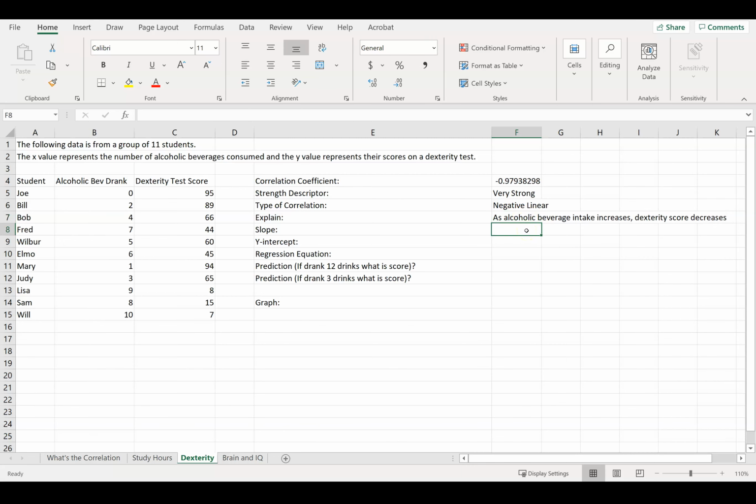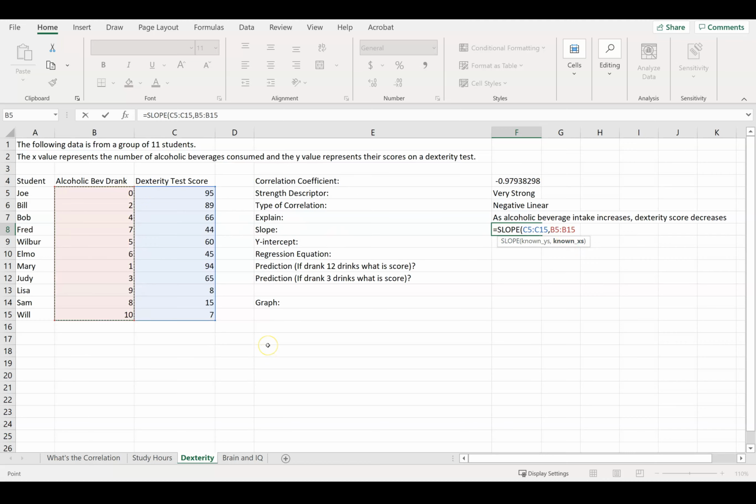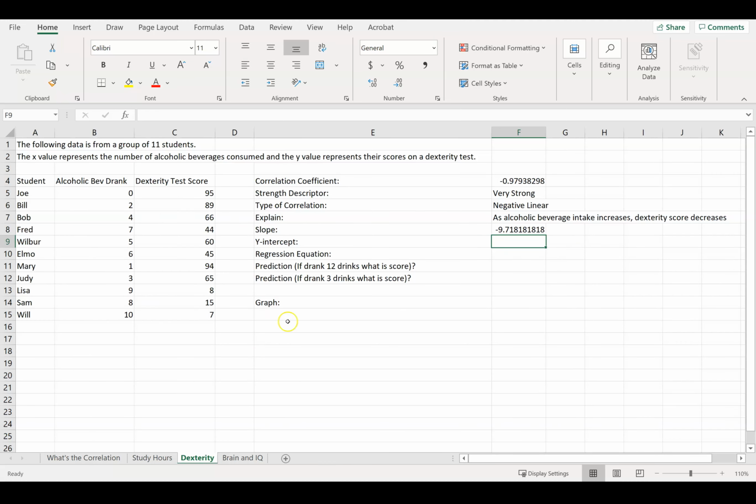The slope. What's the slope? Well, we can figure that out by using equations. We can also find the regression equation another way, and I'll go back to that in a second. But let's just say you only knew the Excel formula, equals slope. I'll click that. What does it say? Known y's and known x's. Okay, my known y's first. That's these. Comma, my known x's. That's these. So be careful, they're backwards. The slope of the line is going to be negative 9.7.